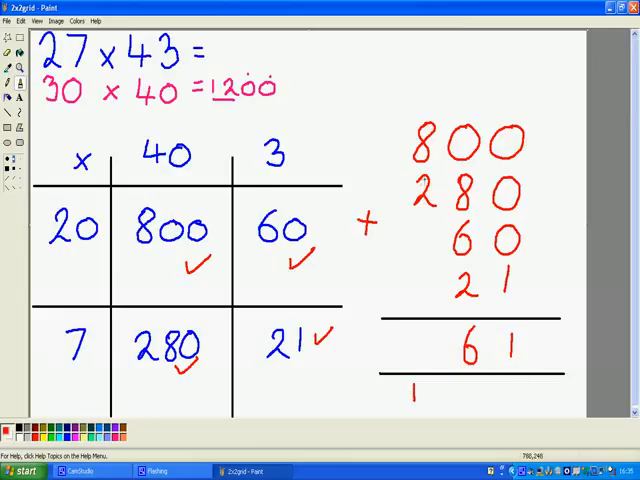And then 800 add 200 is 1,000, add 100 is 1,100. But we know that 8 add 2 add 1 is 11, so we write 11. So it's 1,100, and the zeros would be under here. So my final answer is 1,161, and I compare that now to my estimates, and it's reasonably close, so I presume it's correct.